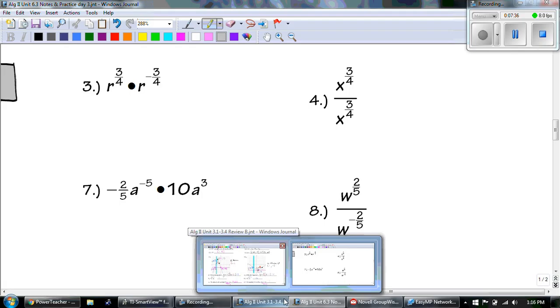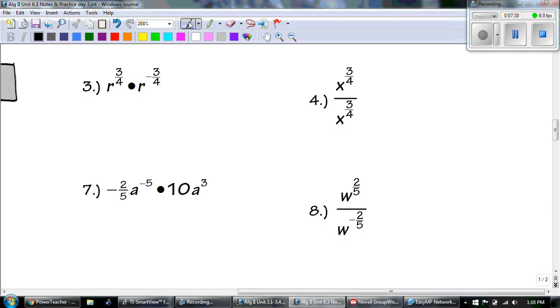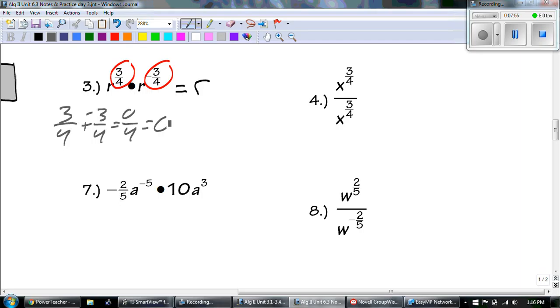Okay. Now for number 3, there's a multiplication sign here. So I have to add these two. When I add 3/4 plus negative 3/4, that's 0 over 4, which is 0. And if my exponent's 0, the base turns into 1. Okay?